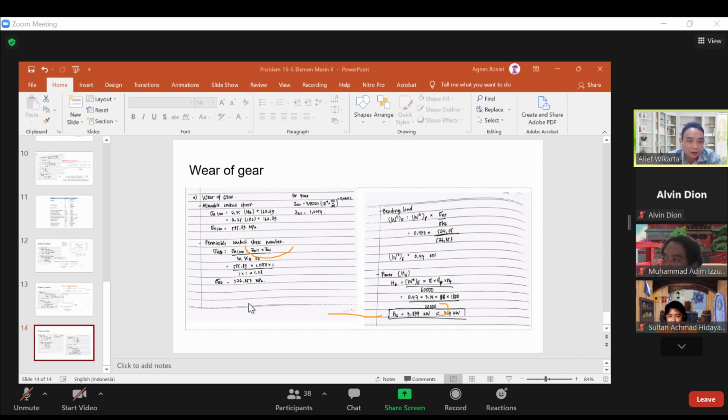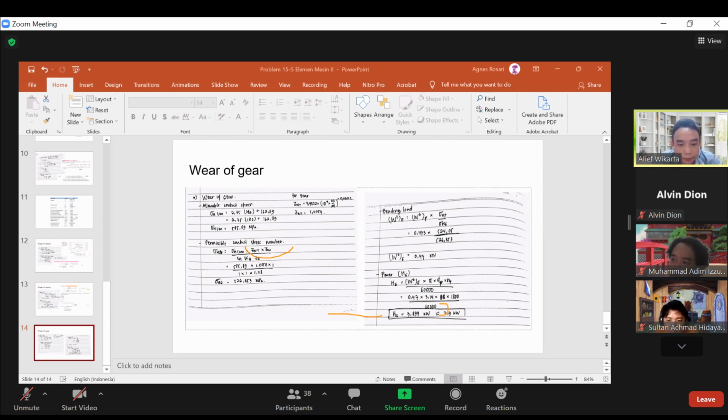Maybe in the calculations and the rounding. But 4.9 and 3.9 is a big difference, Mbak. Yeah, 4.9 from the solution manual. Yes. Okay, I think you have to check it again, Mbak.